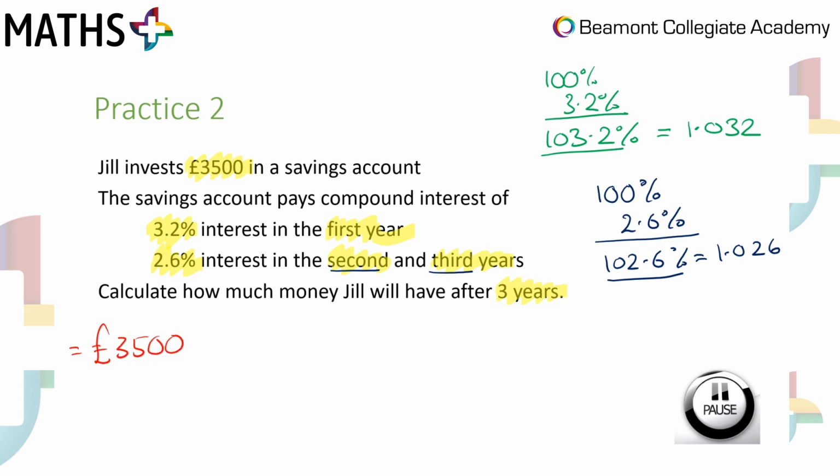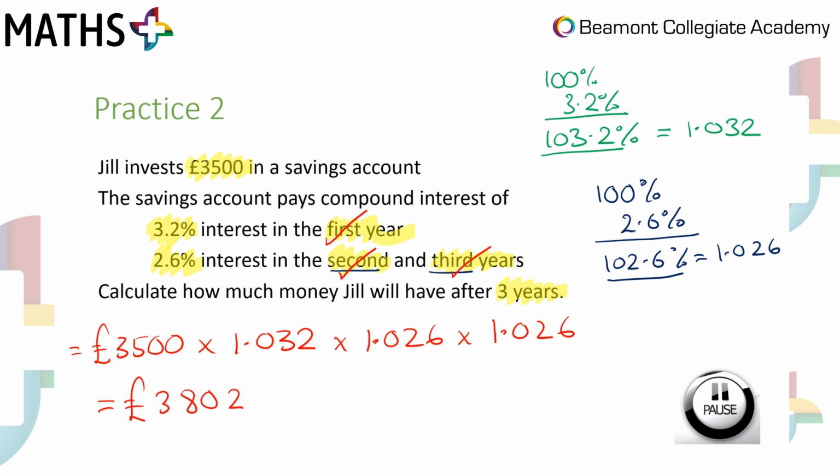So we've got 3,500 multiplied by 1.032, that's my first year, multiplied by 1.026, and then multiply that again by 1.026 for the third year. So work that out. Again, be really careful with your calculations. £3,802 27p. Because it was 265, I've rounded that 6 up to a 7.